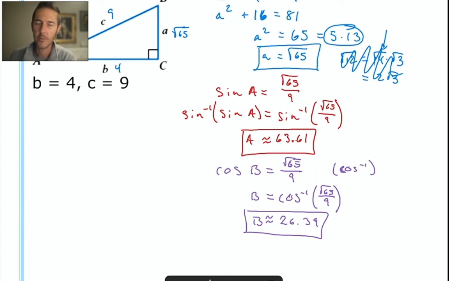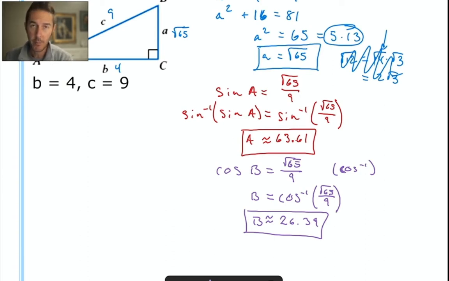We don't need to do anything in order to find the measure of angle C. In this case, we're working with a right triangle still. So we know what the measure of angle C is, which means the inverse trig work that we just did was a little bit silly, because we could have done 180 degrees minus 90 degrees for angle C, minus 63.61 for angle A, and we would have gotten this B value of 26.39. But good to practice with the calculator, typing it in, using the inverse trig functions, and making sure that we know how to do that.